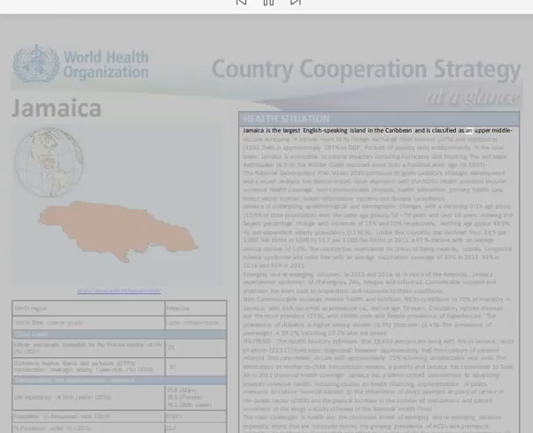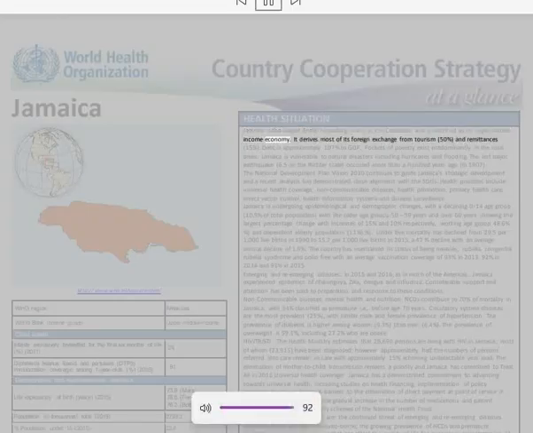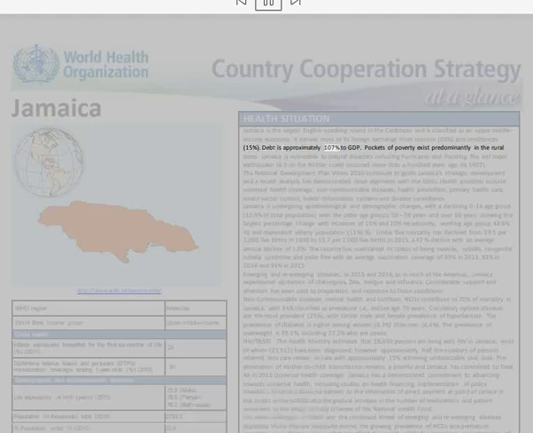and is classified as an upper middle income economy. It derives most of its foreign exchange from tourism, 50%, and remittances, 15%. Debt is approximately 107% to GDP.